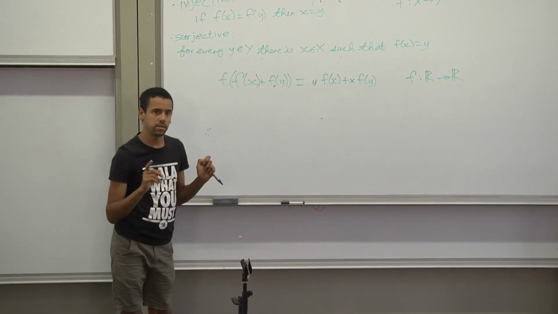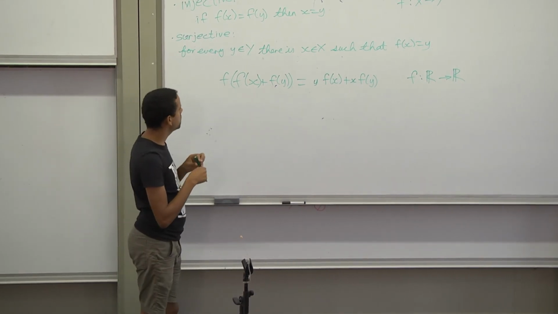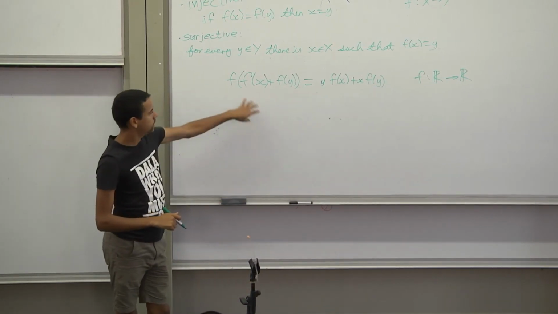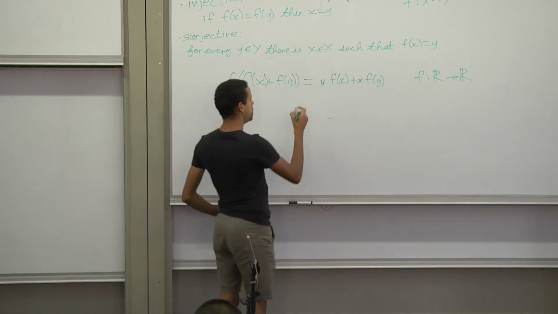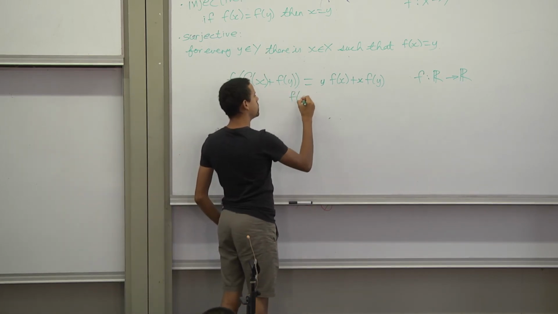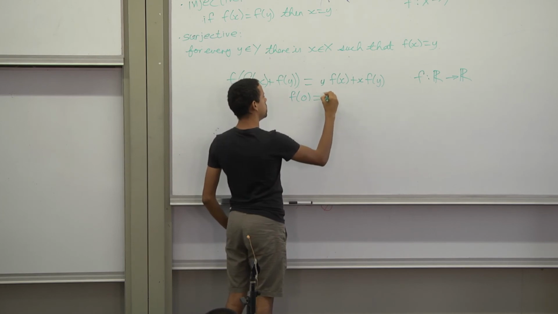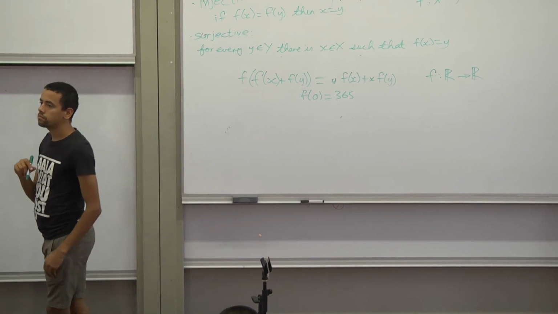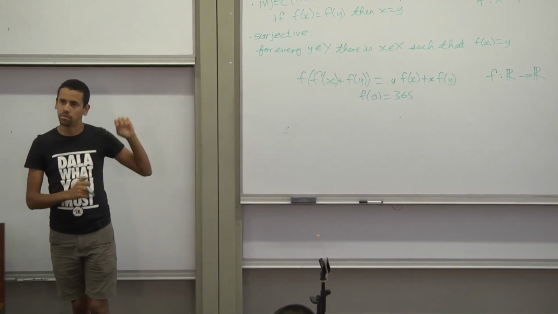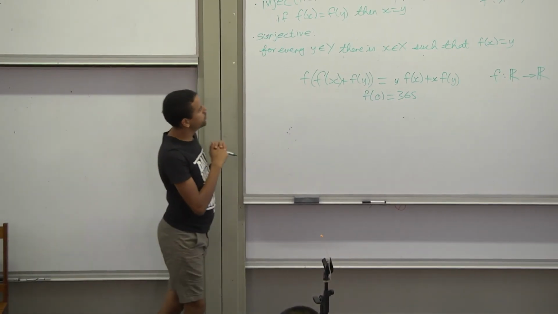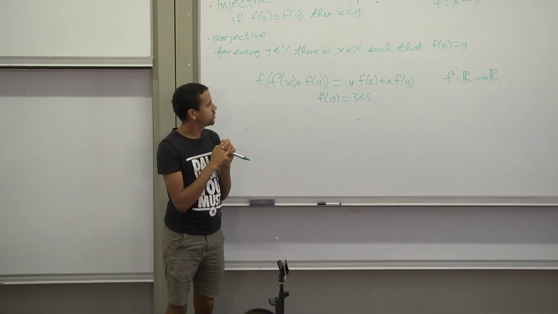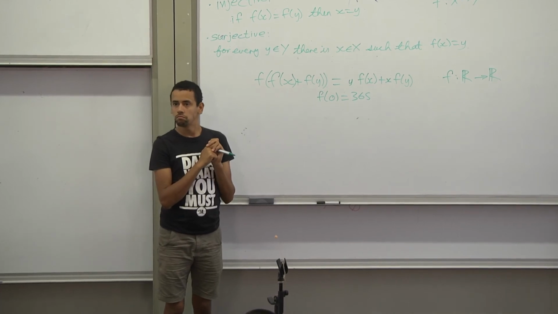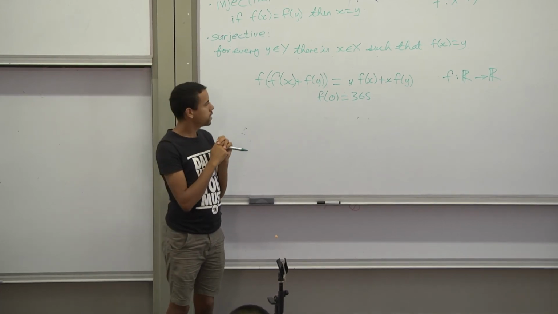Now for surjectivity, I'm going to give you another little condition. Let's suppose that that's your functional equation, and you're given that f of 0 is equal to 365. You just happen to be given that extra information as well, and now you want to prove that this function is surjective. Any ideas?